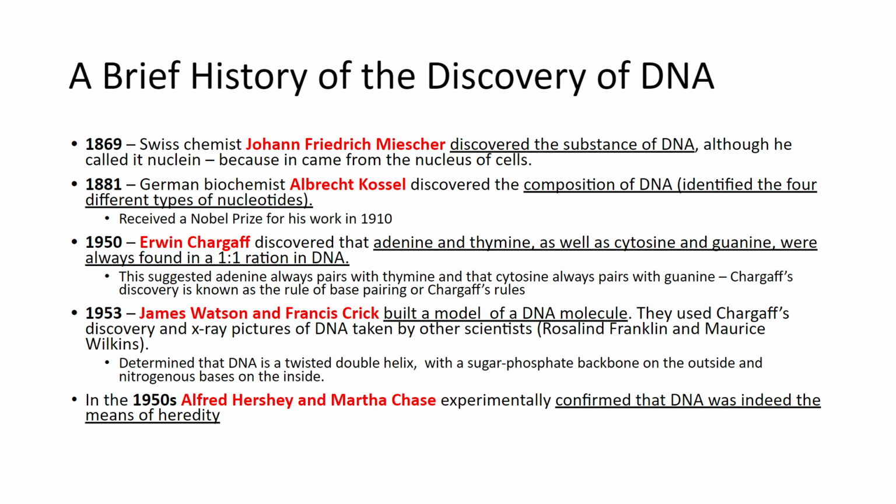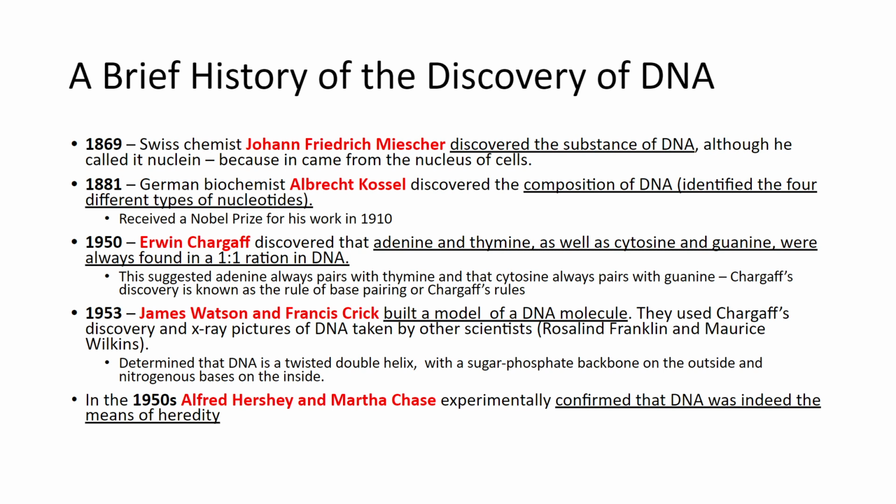They used information from Chargaff's discoveries and X-ray pictures of DNA taken by other scientists like Rosalind Franklin and Maurice Wilkins in order to determine the structure of DNA. That it was a twisted double helix with a sugar phosphate backbone on the outside, and all the nitrogenous bases were internal, or on the inside. And that was a tremendous discovery for its time.